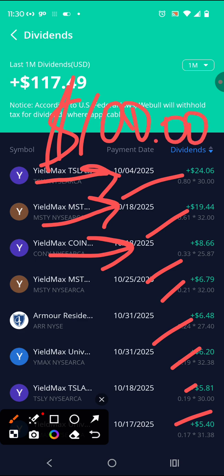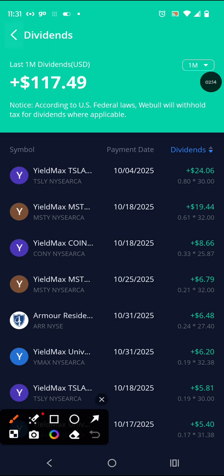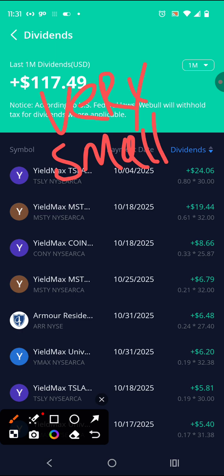So let me start off by saying, when you get involved in dividends, and you first start off, it's going to start off very small. Not just small, but very small. Even if you're starting off big, with a very large amount, you won't see money that'll make your eyes pop out. Okay.